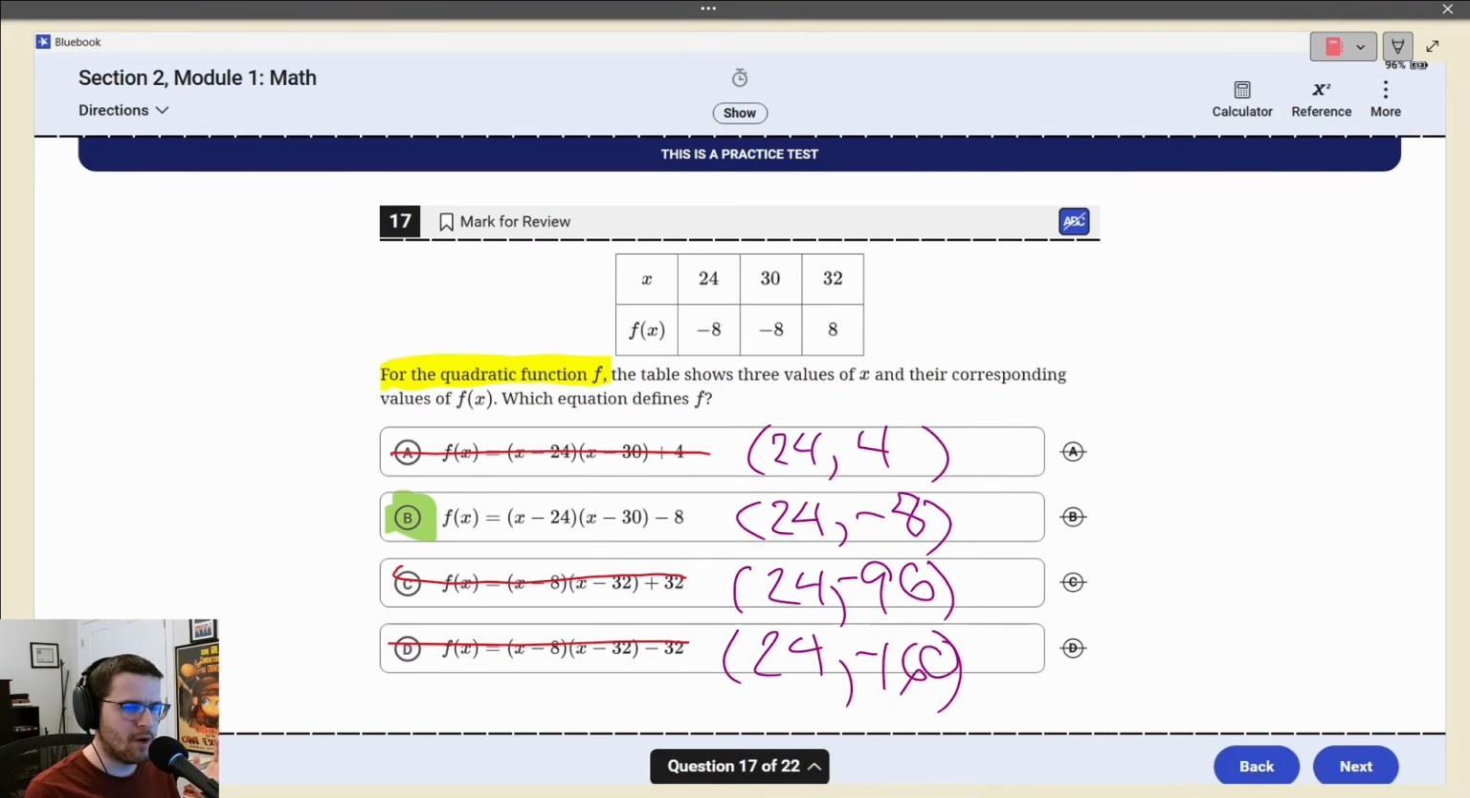This is question 17. Who wrote this? Like, hire me, College Board. I'll help you. I don't understand what the point of this question was. Anyway, I guess we can jump to Desmos if you're having trouble with the substitution.